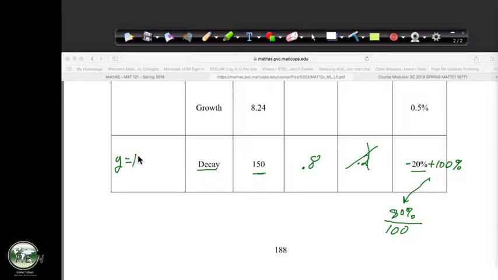150, that's our starting value, our initial. And what do I multiply by? 0.8. And then x is the exponent that just goes up here. There we are, just like that. And again, you just need to practice this.